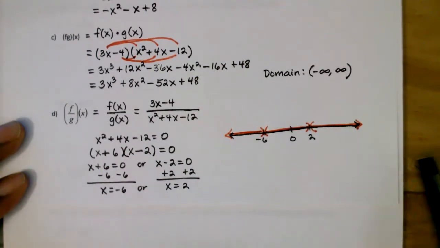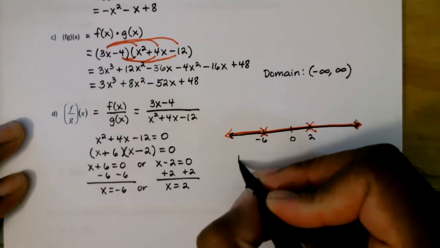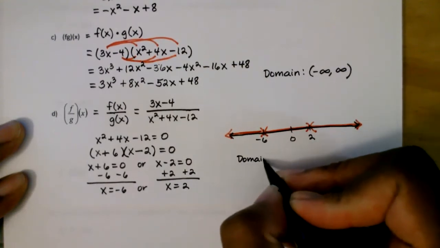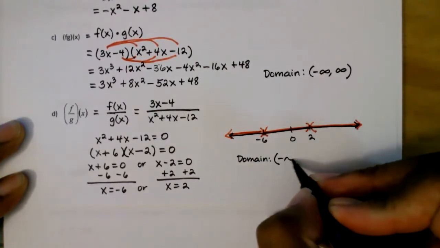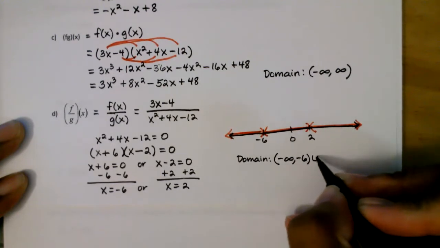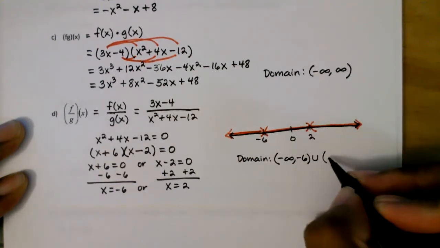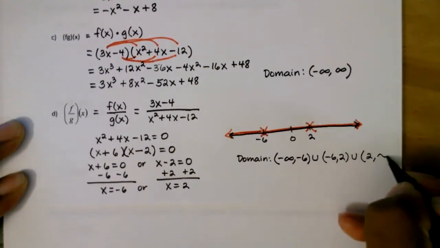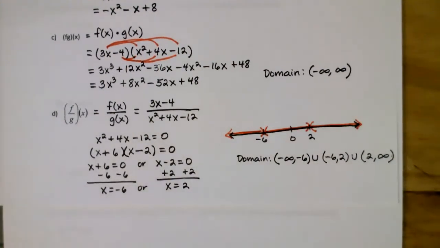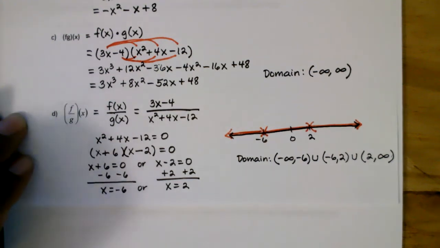So for the quotient of f and g, its domain in interval notation will be this, from negative infinity up to negative 6, or from negative 6 up to 2, or from 2 to infinity. And notice on these, I'm only using the parentheses, no brackets here. Okay. That's how we find the sum, the difference, the product, and the quotient of two functions. All right, here's another example of just that.